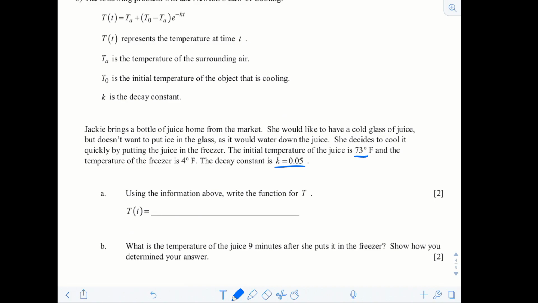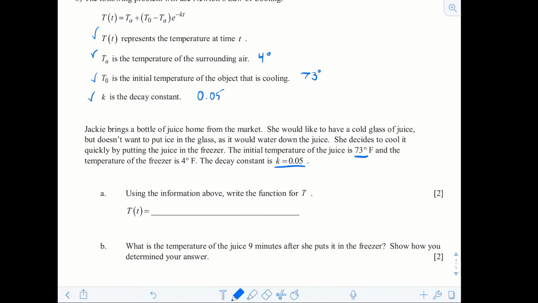So let's write down a couple things, and actually it's kind of nice that it's already set up for us, so I'll just write down those values. So this will be 0.05 for our decay constant. The initial temperature of the object that is cooling, that would be 73 degrees. We're also talking about Fahrenheit. T of A is the temperature of the surrounding air. So when she places it into the freezer, that would be 4 degrees. And then T of t represents the temperature at that specific time t.